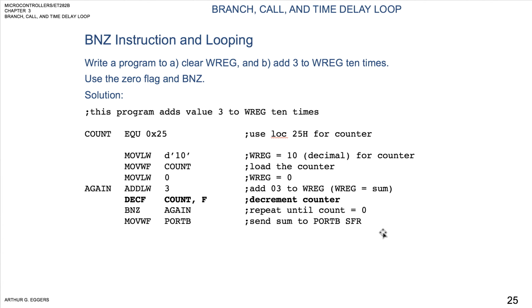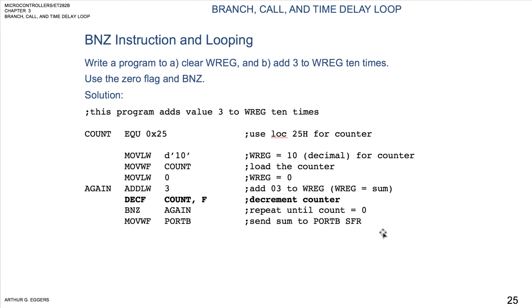In our little program here, we're going to write a program to clear the working register and then add 3 to the working register 10 times. Use the zero flag and the BNZ to write this code. In this example, we are going to use location 0x25 again as our counter.